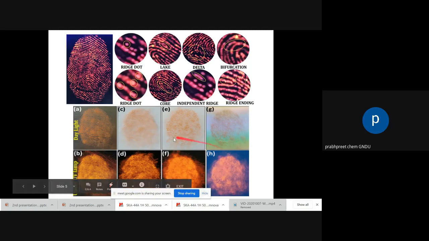Our results indicate that we can easily visualize the first level as well as the second level of information. The second level of information includes features such as ridge dot, lake, delta, and bifurcation. So here we have a core, independent ridge, and some ridge ending furrows.